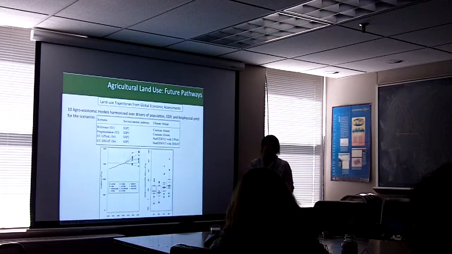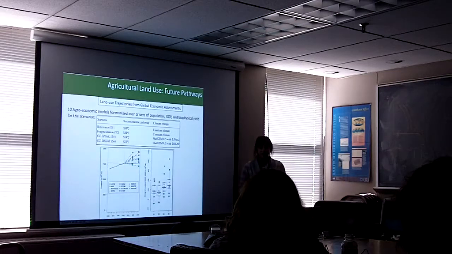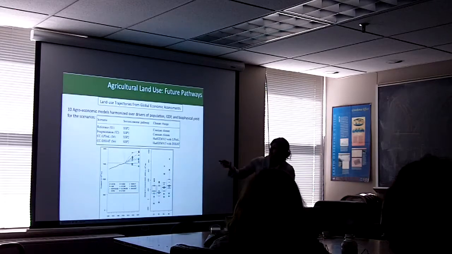And they intercompared them. And these models, now I'm not an economic modeling expert, but they use a whole range of different inputs and data sets and assume different things for a number of parameters in their model. So they're hard to harmonize, but they did manage to harmonize over population and GDP.